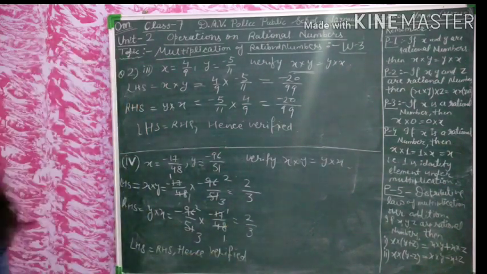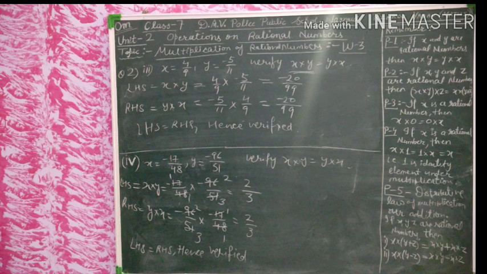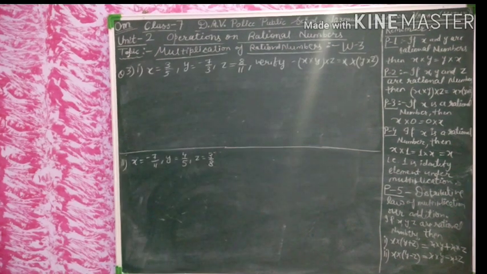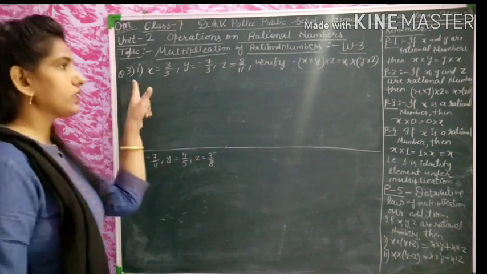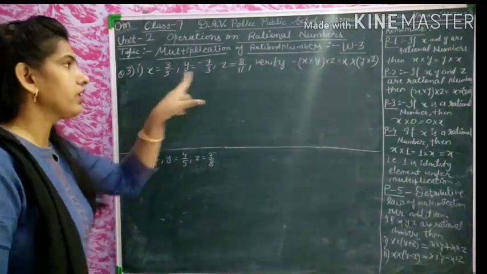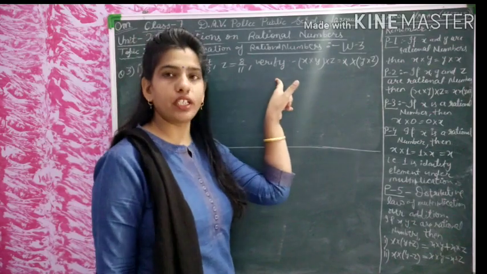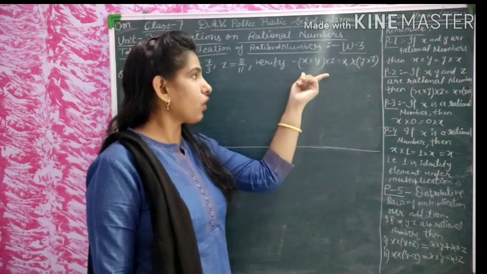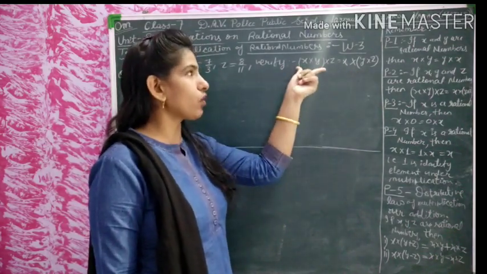Okay students, now we will go to the next question, question number 3. In question number 3 there is the associative property. We are verifying the associative property. Now students, we will go to question number 3, part 1. We are verifying the associative property, where the order of grouping is changed.